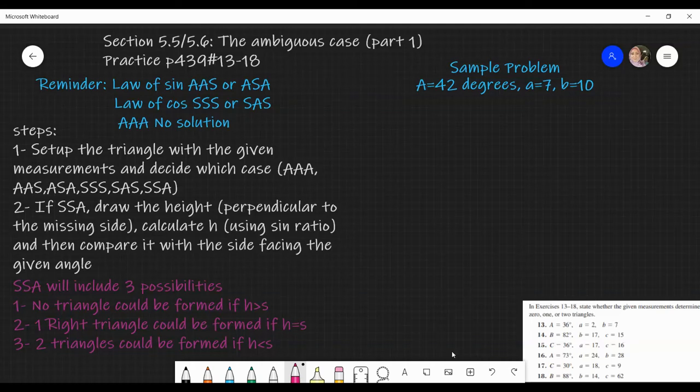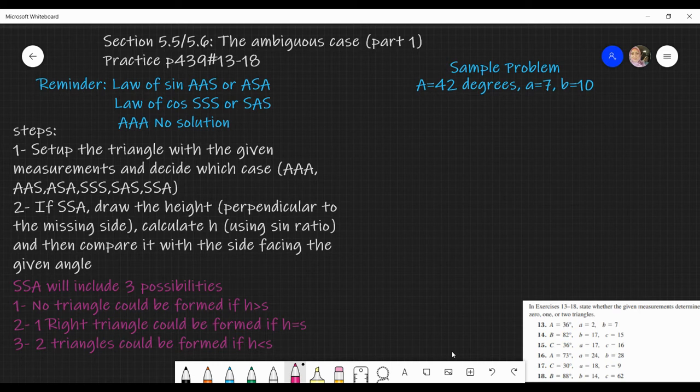Hi, in this video, we're going to talk about the ambiguous case. It's part of section 5 and section 6 of chapter 5. So what does the ambiguous case mean and how do we handle this case?